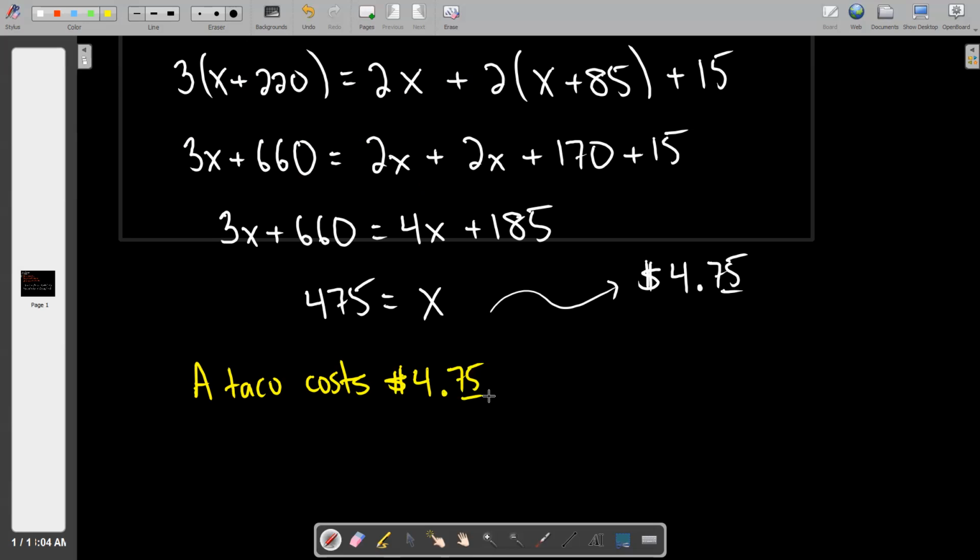And if we just go down our variable declarations in order, logically, the next one we'd want to find would be the nachos. And how much would the nachos cost?